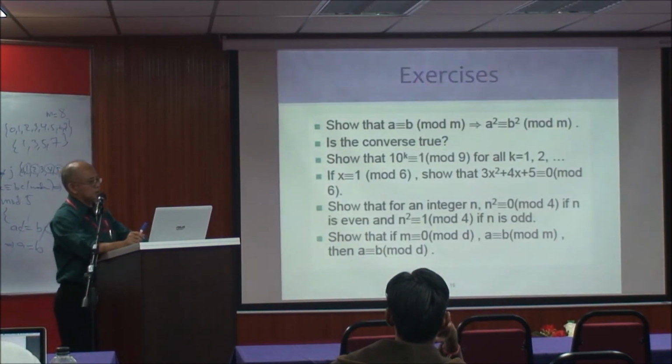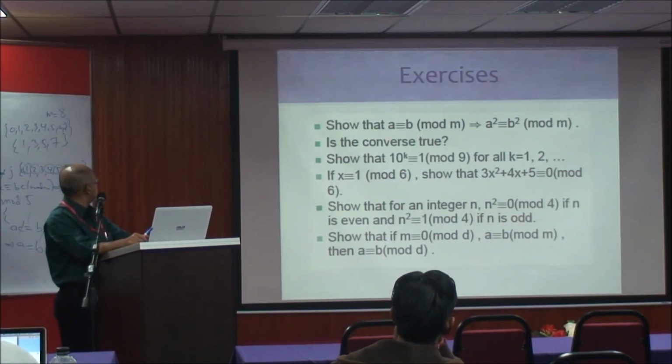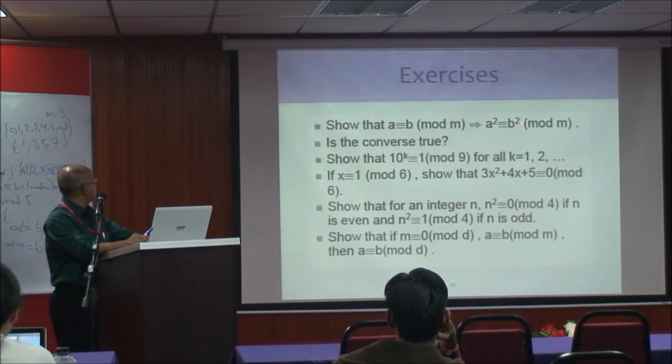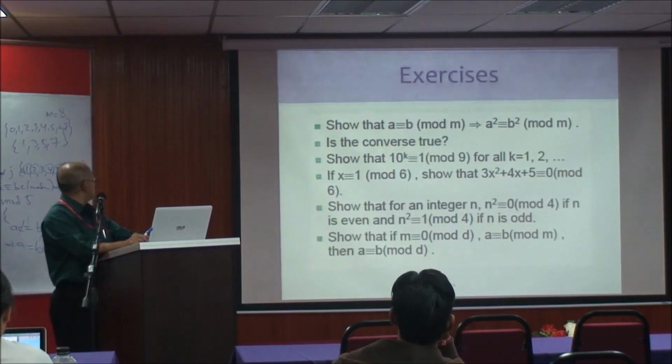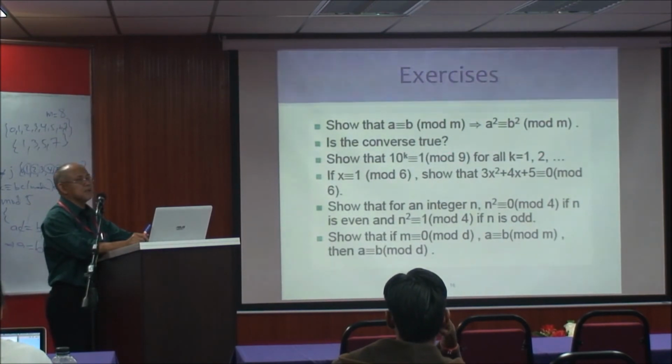So we have some exercises, some of them probably from the properties that we have stated previously. Show that A congruent to B mod M implies that A squared is congruent to B squared mod M. Is the congruence true? Meaning that from here to here, is it true? And then number 3, show that 10 to the k is congruent to 1 mod 9 for all k equal to 1, 2, 3, and all the integers, which is basically simple to show.